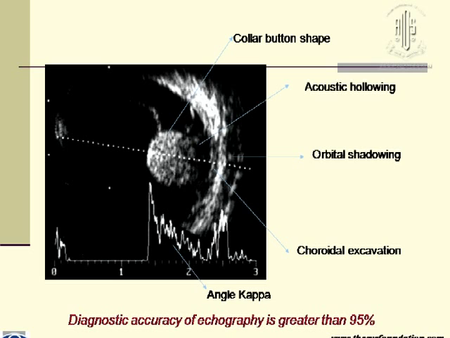Sometimes in large tumors there can be significant attenuation of the orbital echoes also, which is known as orbital shadowing, and the normal highly reflective choroid, when it is replaced by the low reflective tumor, then we call it choroidal excavation. These features are so characteristic of melanoma that the accuracy on ultrasound is more than 95%.